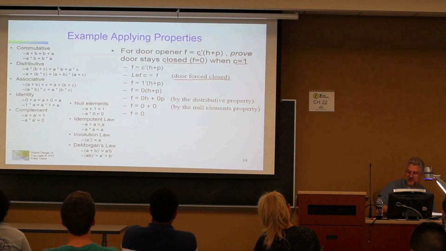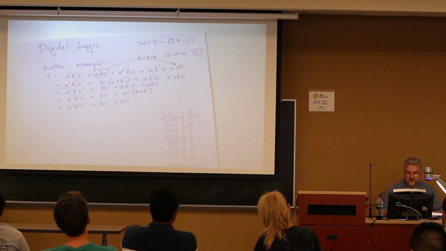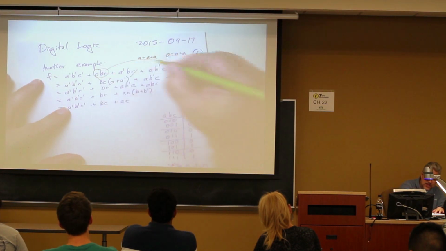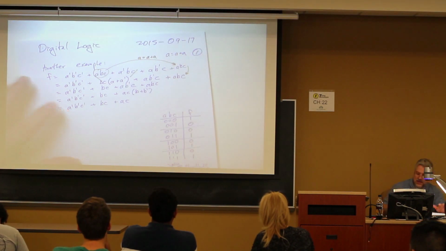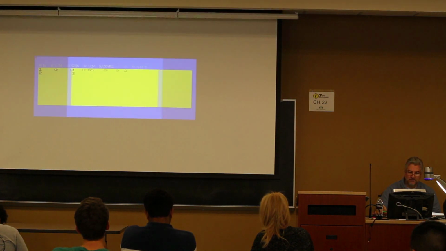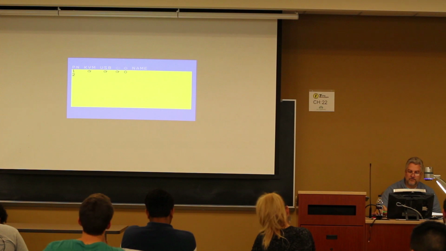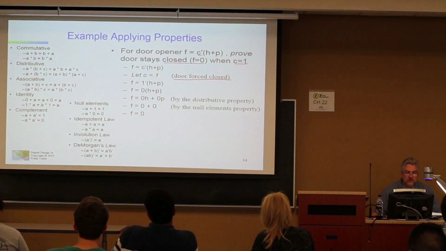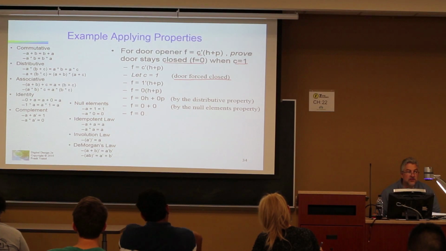All right, going back to our example here, and then we went from this step to this step, and that was distributive, right? Let's go back. Aren't I showing this right? Where'd it go? This one right here?